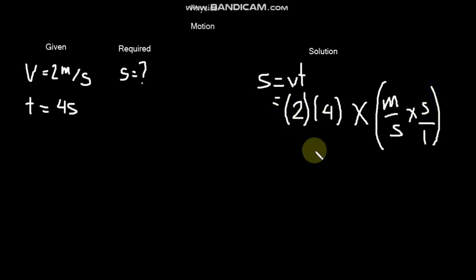So 2 times 4 is 8. And in here you get that s and s can cancel out each other. You can just directly cancel it, or you can finally just say m s over s. It can cancel out. So you can say that the distance he ran is equal to 8 meters.